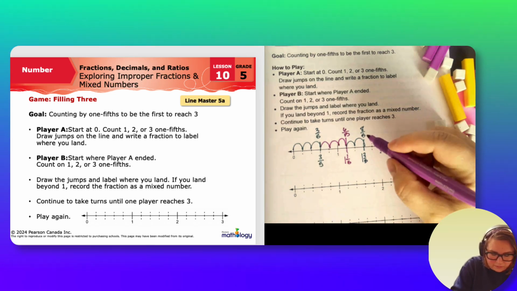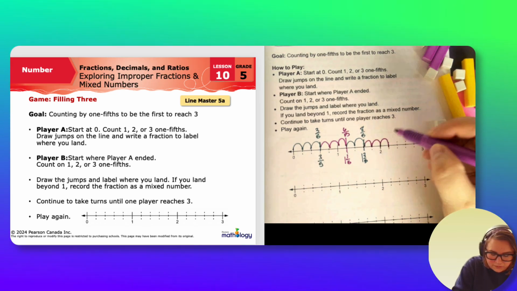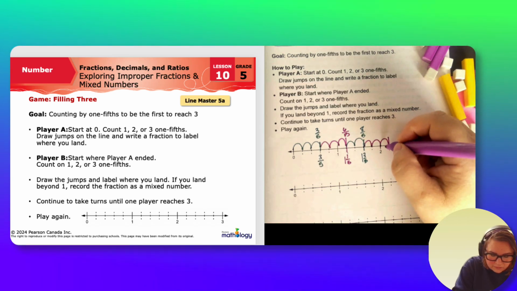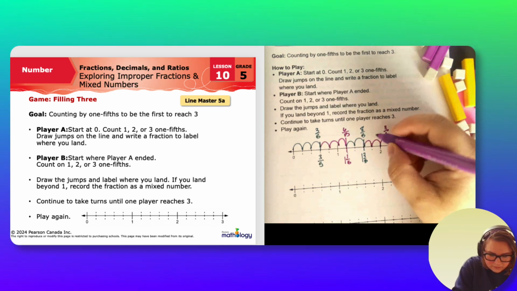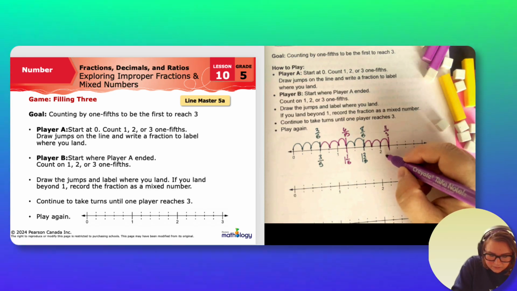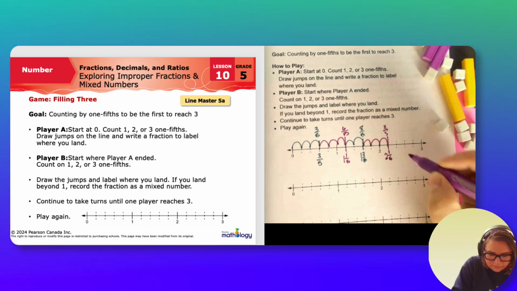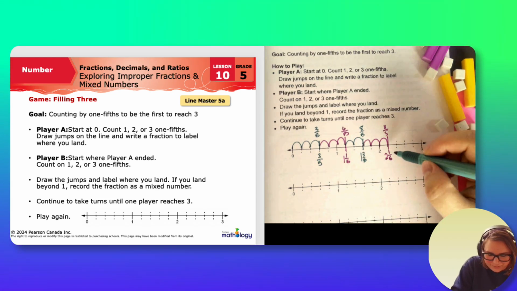Player purple, we want to be the first player to get 3. 1/5, 2/5, 3/5. This is going to be 10, is this 11 fifths? 8, 9, 10, 11 fifths as an improper fraction. As a mixed fraction, we're at 2 and 1/5. And then blue is going to go, blue can't win.